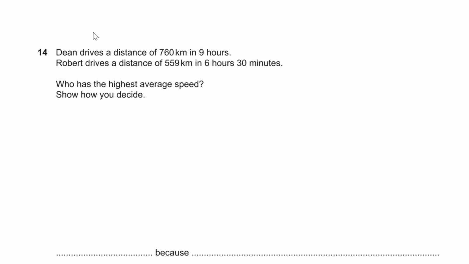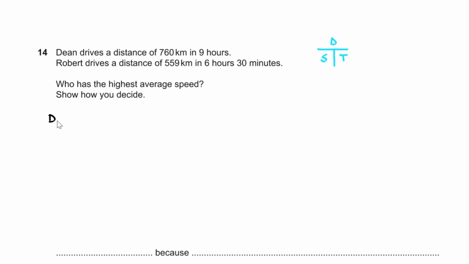Question number 14. Dean drives a distance of 760 kilometers in 9 hours. Robert drives a distance of 559 kilometers in 6 hours 30 minutes. Who has the highest average speed? Show how you decide. Well, first of all, we know that speed is equal to distance over time. So we can find out each of the speeds based upon this relationship.